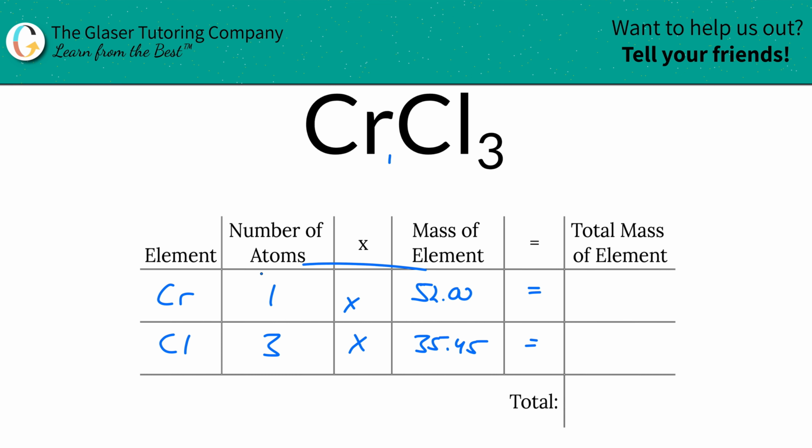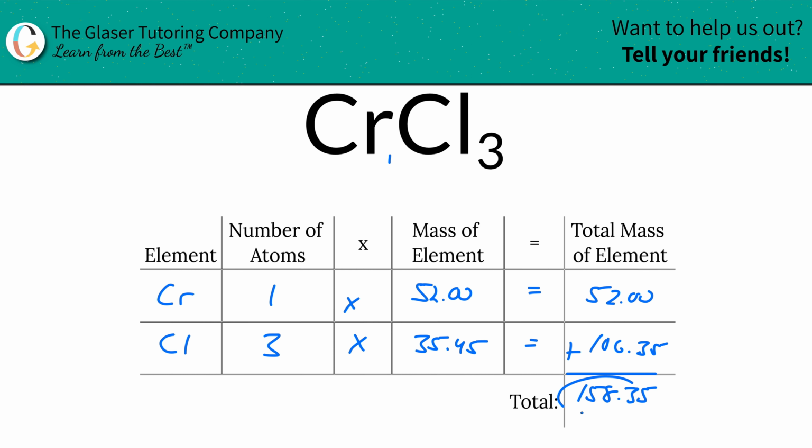So for the total mass of each element, just simply multiply across the row. This is 52 times 1. And then same thing here, 35.45 times 3, and this is going to be 106.35 in total. Then all we're going to do is add this column together to find the total mass of the entire compound, right? So the total mass is about 158.35.